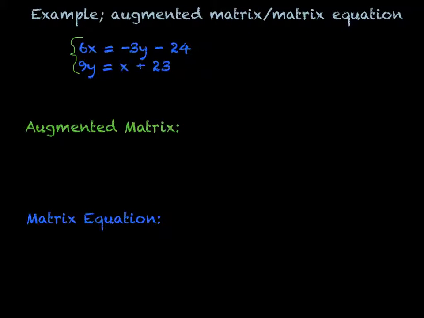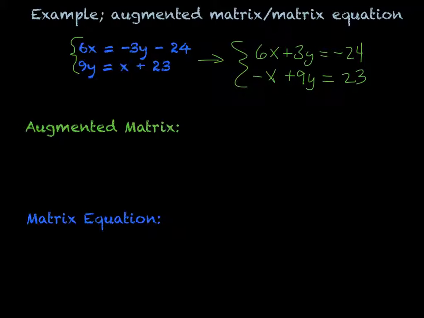In this next example, we should notice right away that our system is not in standard form. In order to actually put it into an augmented matrix or a matrix equation, we need to first put it into standard form. So that's what we're going to do. So we need our x's and y's on the same side of the equal sign. So I'm going to add the 3y on the first one. So I have 6x plus 3y equals negative 24. And if I subtract the x over on the second one, negative x plus 9y equals 23.